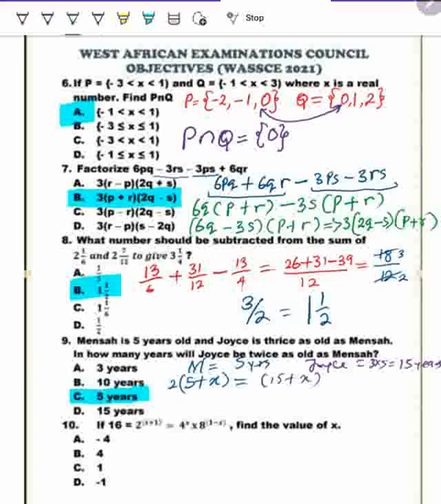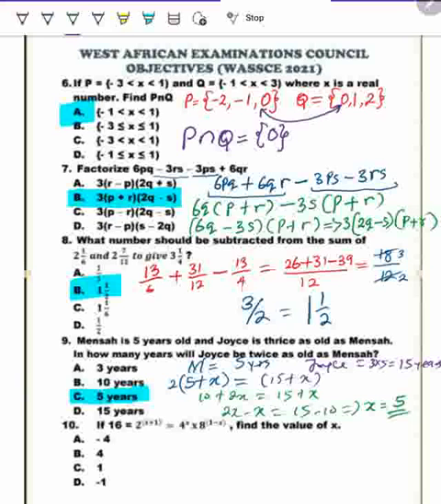Okay, so from here we can simply resolve out 2 times 5 is equal to 10, and 2 times x is equal to 2x, equal to 15 plus x. Now we can simply collect the like terms. Let's move x here. 2x minus x is equal to 15 minus 10. That is to say, 2x minus x is equal to x, and 15 minus 10 is equal to 5. So it means in 5 years' time, Joyce will be twice as old as Mensah.